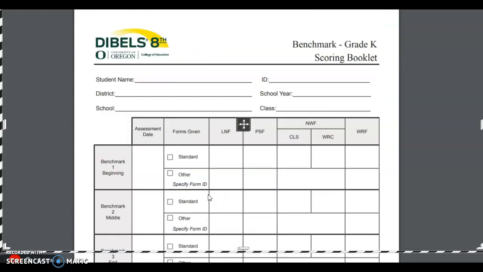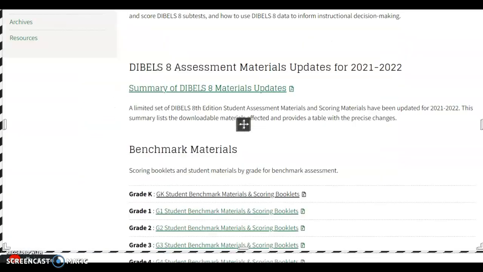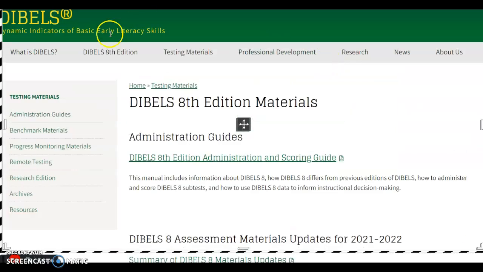But I wanted to show you this because I wanted you to be aware that it is free, right? So if you end up in a situation where you might need some Dynamic Indicators of Basic Early Literacy Skills, just put in dibels.uoregon.edu. And again, it's also in your textbook.